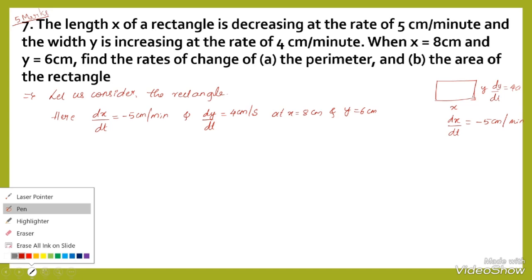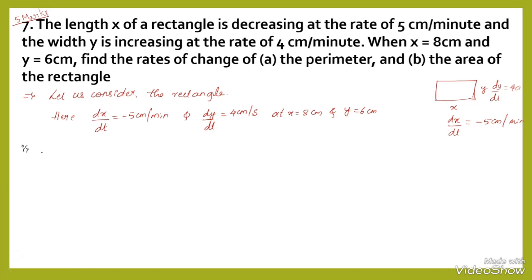Similarly, I can take the two parts. First part, perimeter of the rectangle. Already we know that the perimeter of a rectangle is 2x plus 2y. Now, differentiating with respect to time, dP by dt is equal to 2 into dx by dt plus 2 into dy by dt.